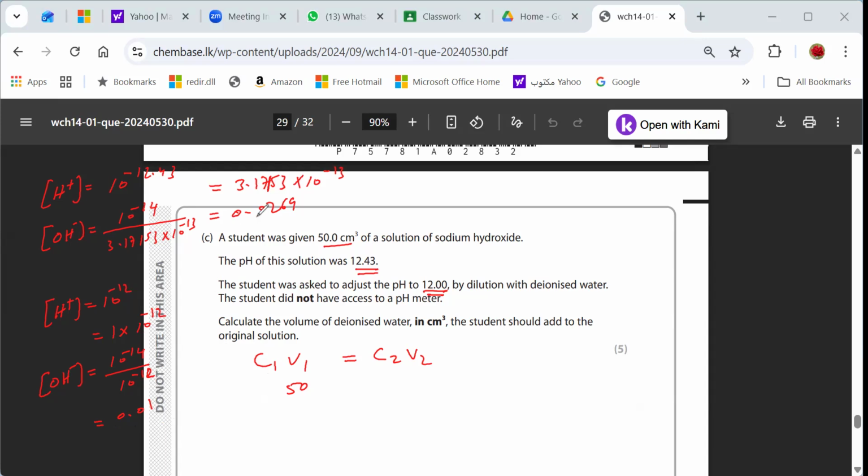So the first concentration, 0.0269, times 50 equals the second concentration, which is 0.01, times the volume that we need to find out. So V2 here is equal to 0.0269 times 50 over 0.01. So we get a volume equal to, can someone do it? Or would you like me to do it?